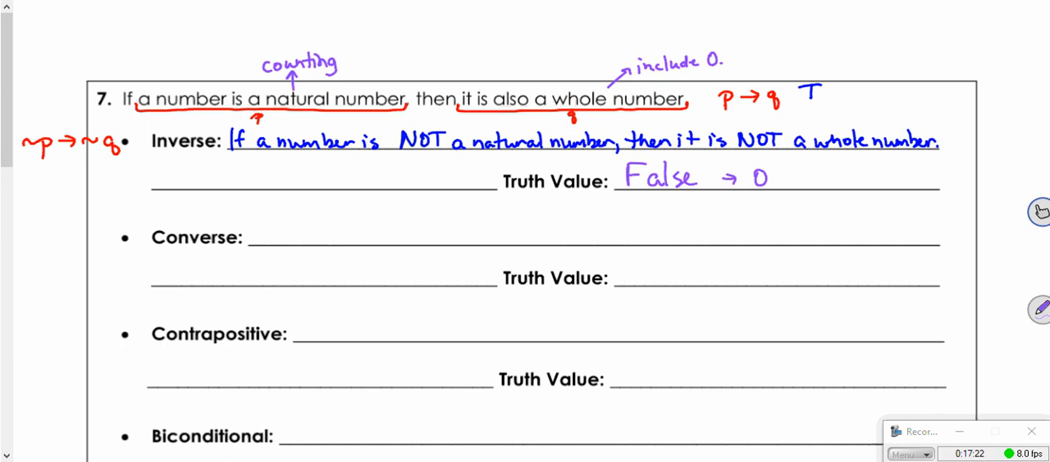Okay, and maybe I shouldn't use an arrow, but 0 is a whole number, but not a natural number. So if a number is not a natural number, that could be the number 0, it is still a whole number. Okay. All right, converse.